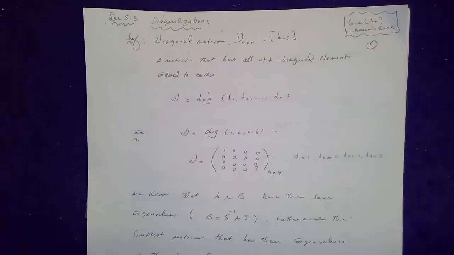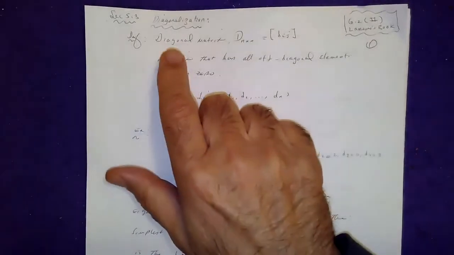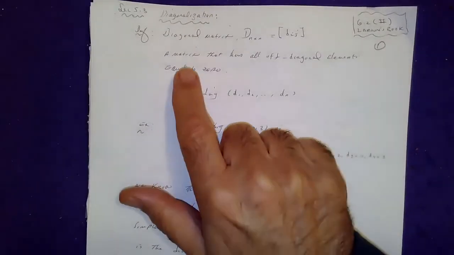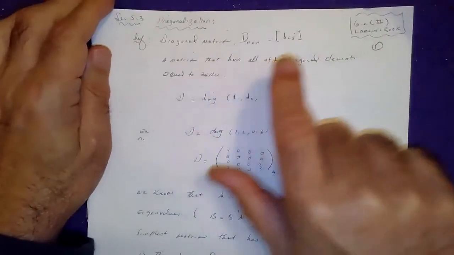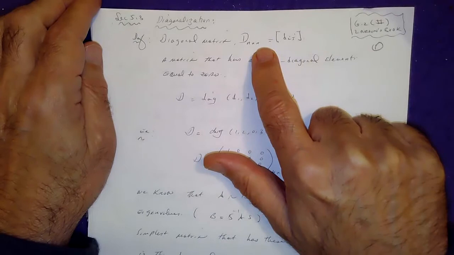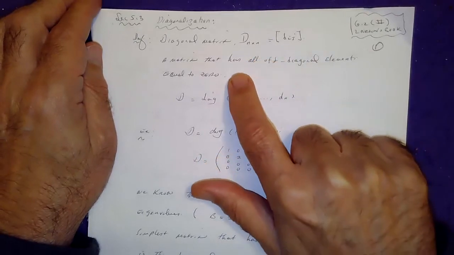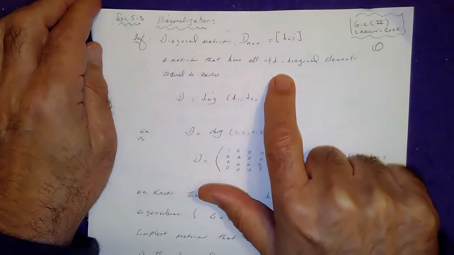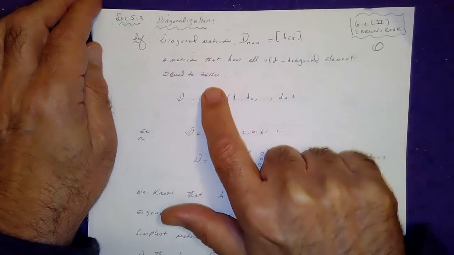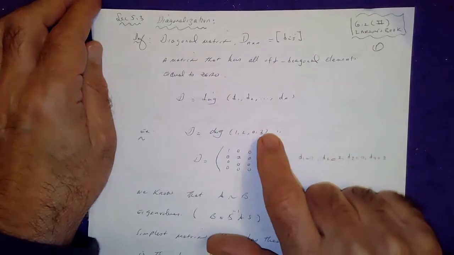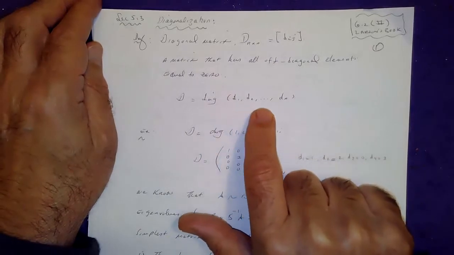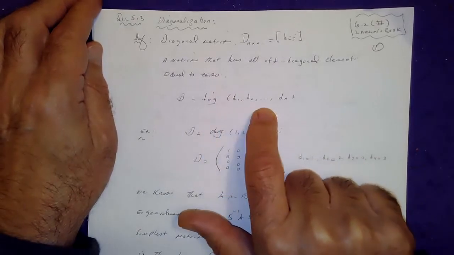Section 5.3 in Lay's linear algebra, which is section 6.2 in Larson's. It's called diagonalization. Let's recall what a diagonal matrix is. A diagonal matrix is denoted by D. It's a square matrix that has all off-diagonal elements equal to 0. And this is the notation we use for a diagonal matrix.